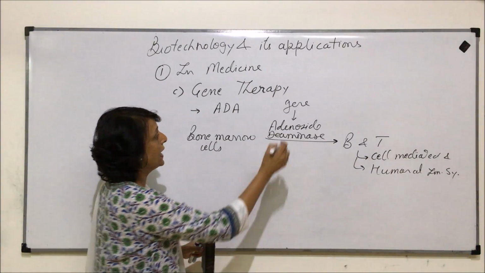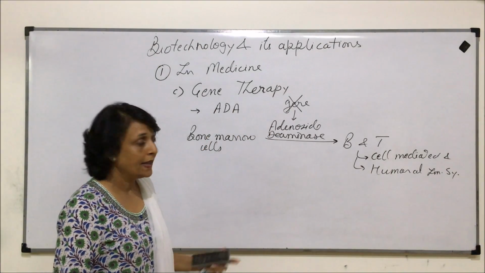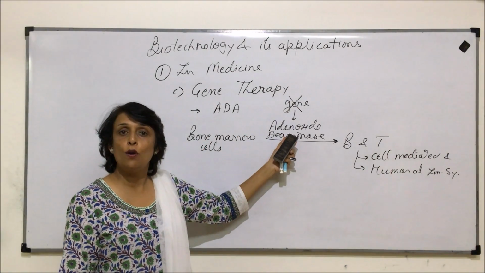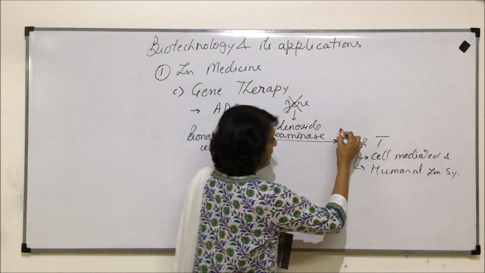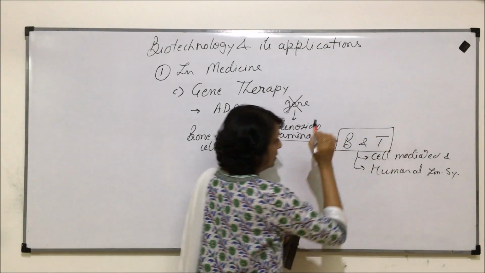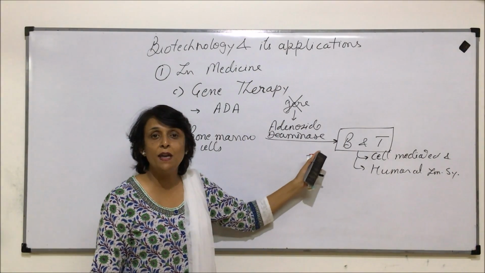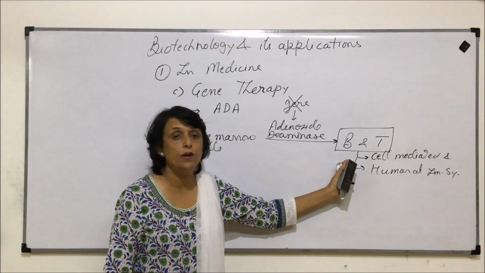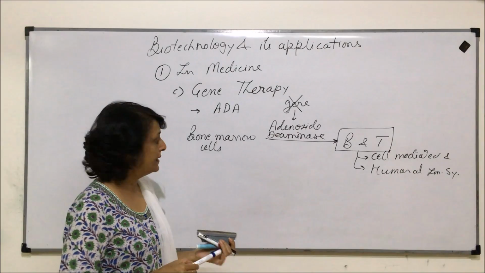Now, in case if this gene is faulty, then this enzyme will not be synthesized, and if this enzyme is not synthesized, B and T cells will not be synthesized. That means the babies will be born without immune system. This condition is known as SCID.